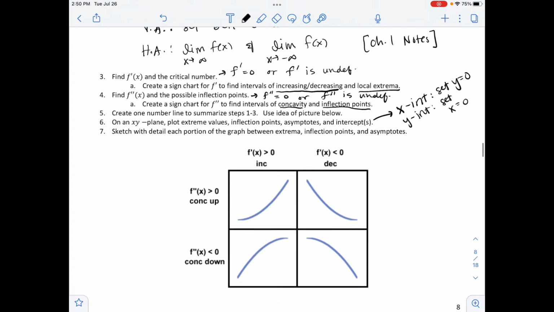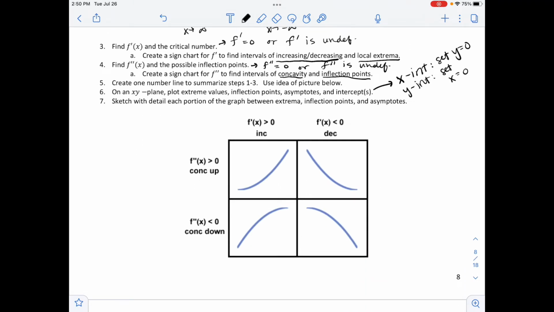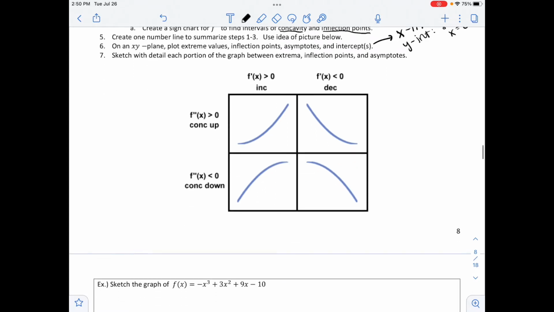And then the graph down below this table has what happens if it's concave up or concave down, and then increasing and decreasing, and what those graphs would look like for those intervals.